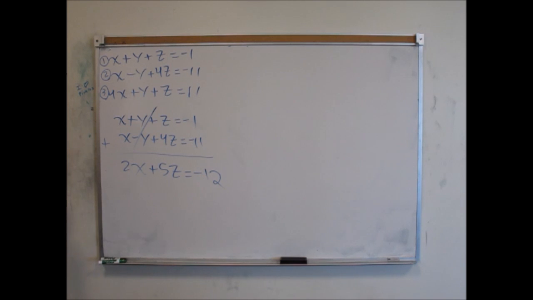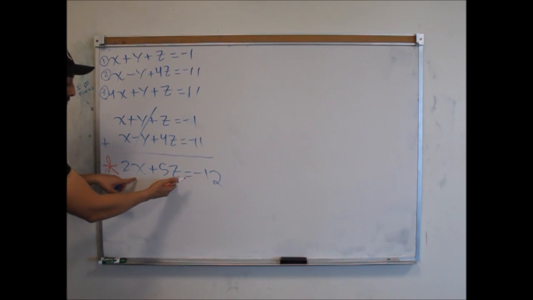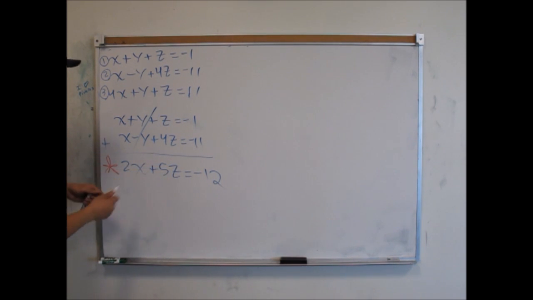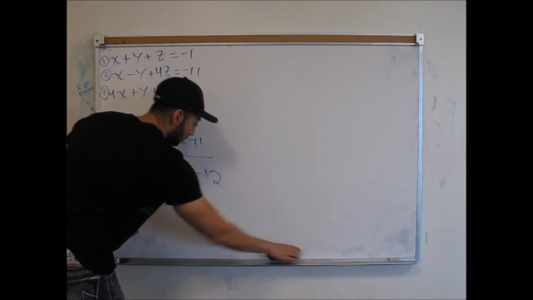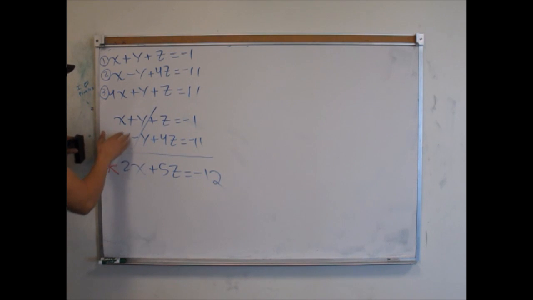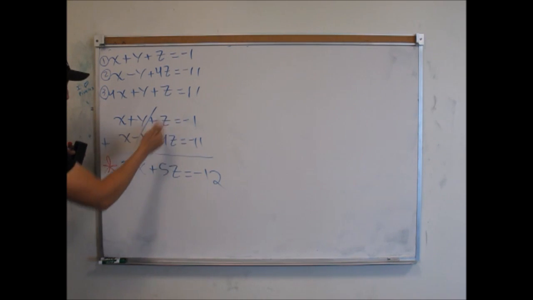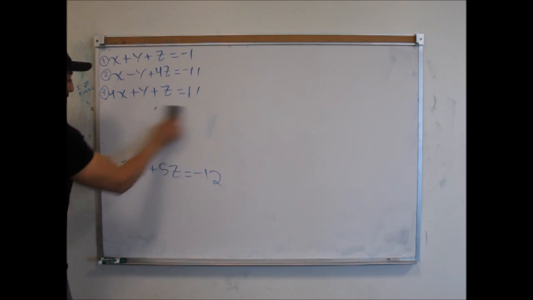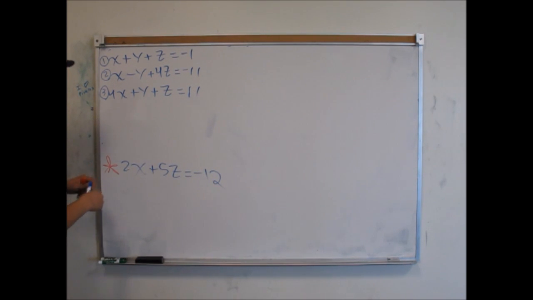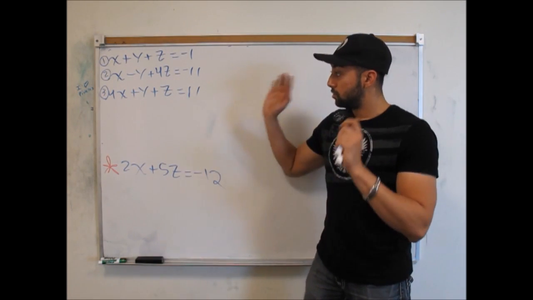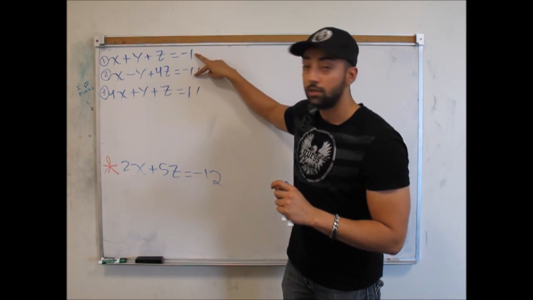Now I'm going to put a star next to this equation because I only have two variables to work with here. We're going to come back and work with this equation in the future. Once you cancel out a variable from two equations that contain three variables and you get it down to two, just put a star or something next to it because you're going to be working with that equation in the future.